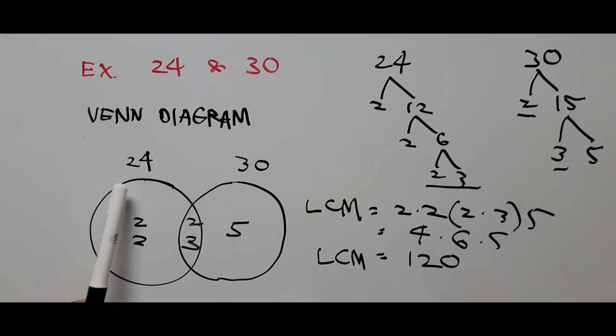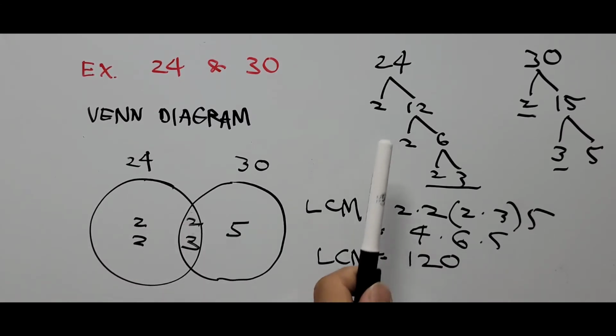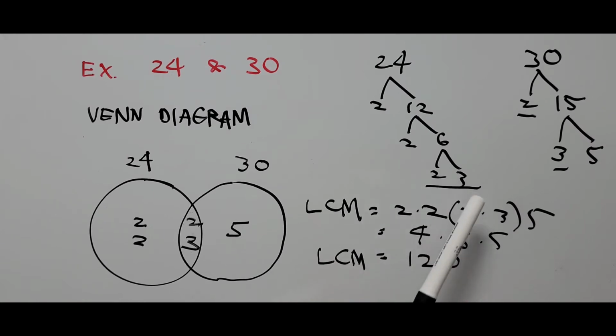On number 24, circle 24, you've got the factors 2, 2, 2, and 3. So these are all the factors of 24. And what lies in between are those common factors, 2 and 3. Those are the common factors for both numbers.